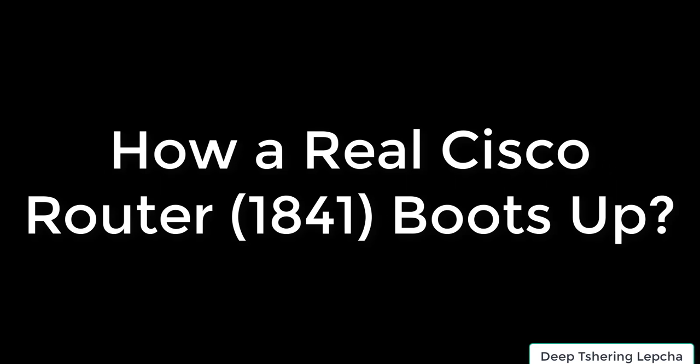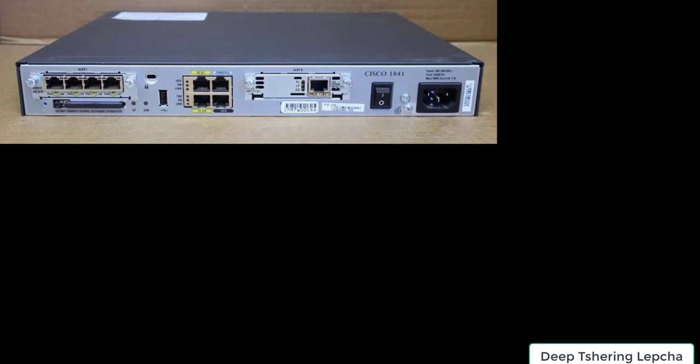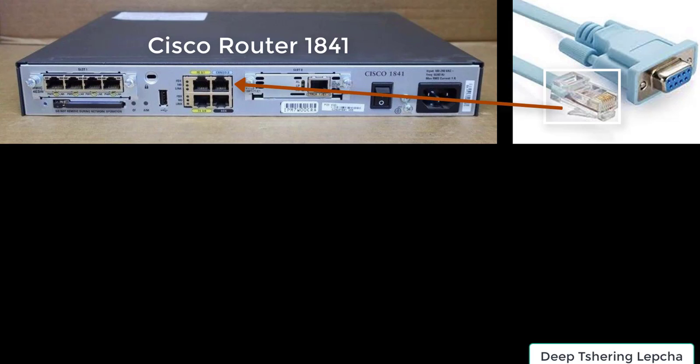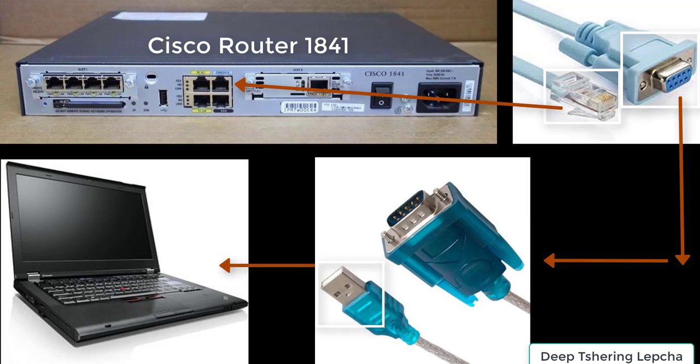In this video, I'm going to show you how a Cisco device actually boots up in the real world. I am using a Cisco 1841 model that has two interfaces by default. This is my connectivity: there is a router with a console cable directly connected to it, and with a DB9 connector I have a converter that is connected to my laptop. So what are we waiting for? Let's begin.